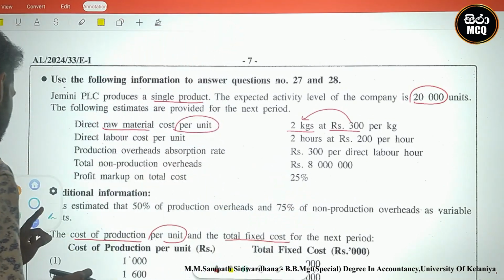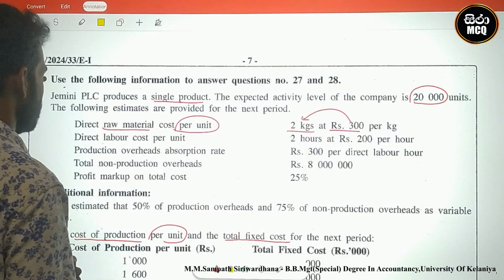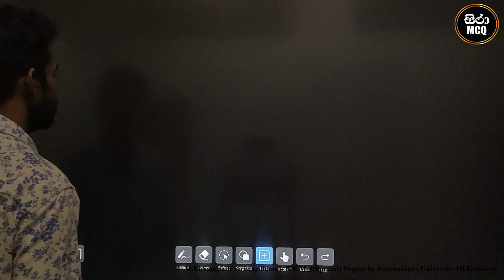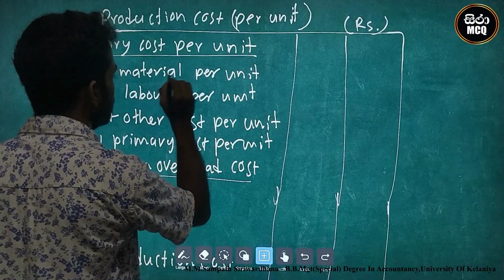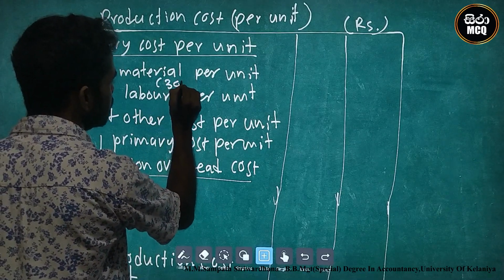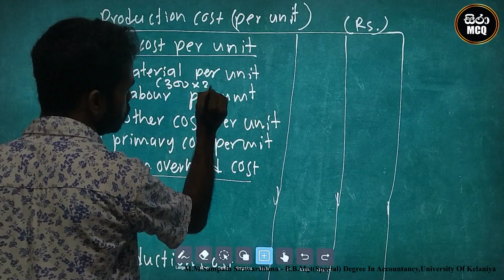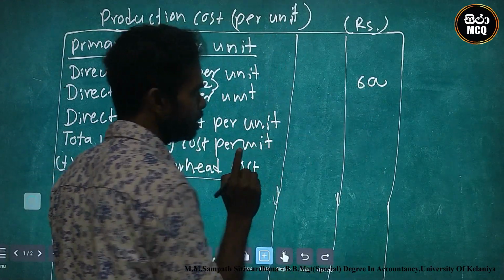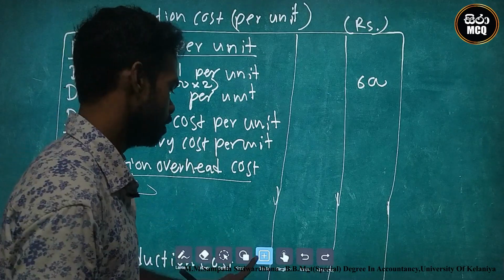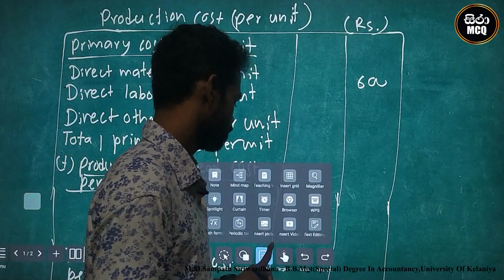Therefore, direct material cost, how can we calculate? 300 is for 1 kilogram, multiplied by 2, 600 is the direct material cost of 1 unit. Next one.